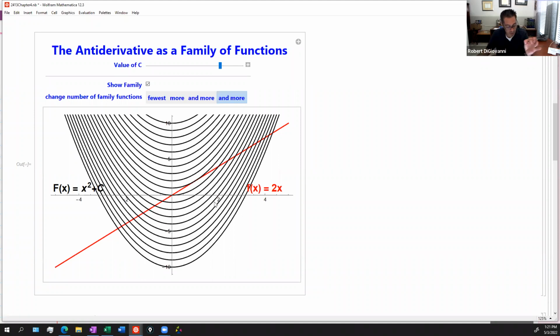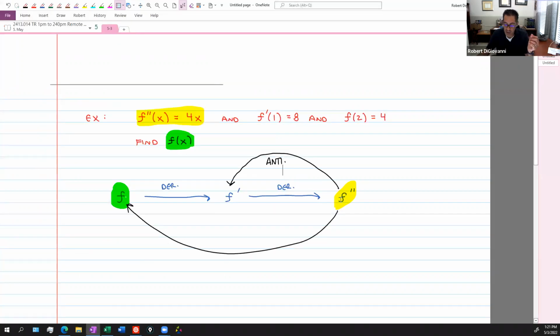So the bad news, again, is this. If I ask you to go from f double prime back to f prime, if I ever do an antiderivative, I have a family of functions. So I can't tell you which one exactly it is. And then if I go back again, I'm going to have another family of functions that I still can't tell you anything about because there's an infinite number of them. That is why I provided you this information.